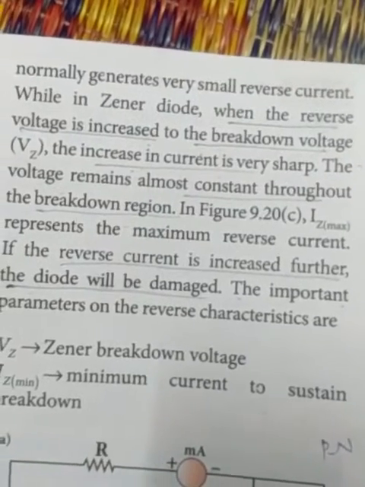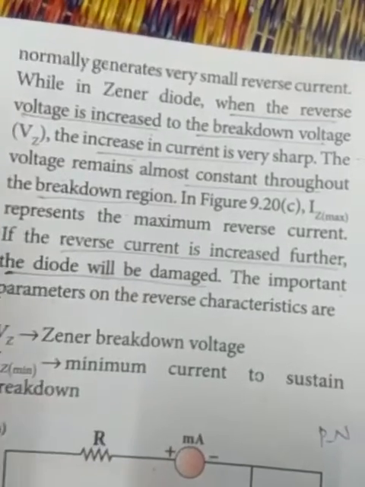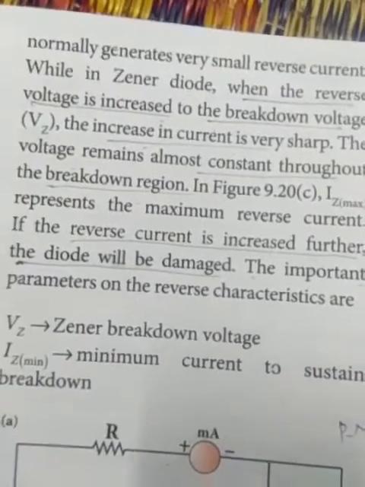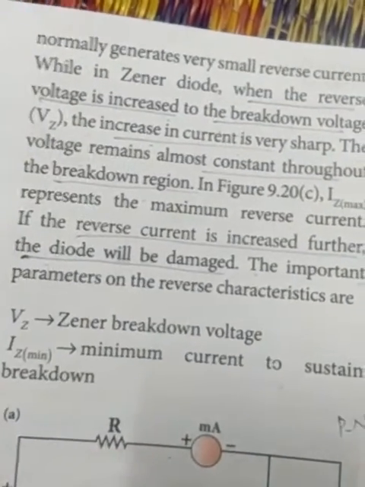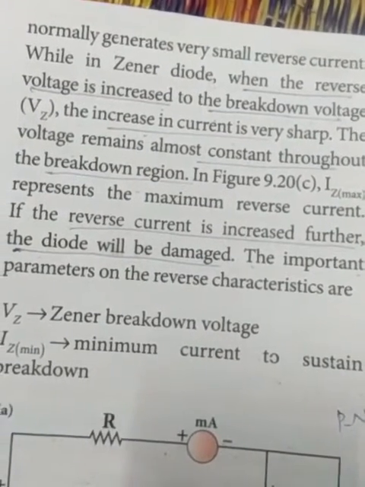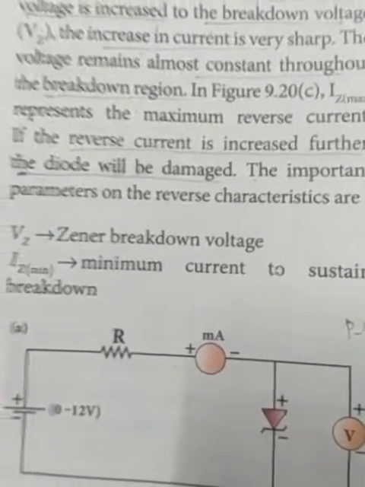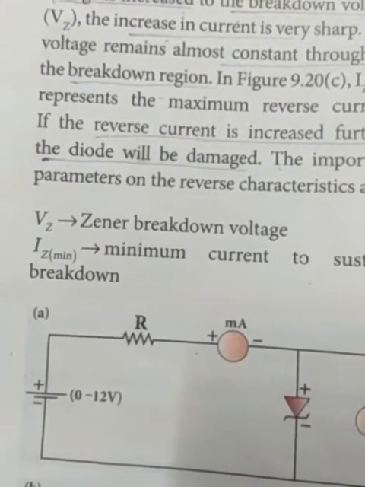The voltage remains almost constant throughout the breakdown region; only the current changes. Imax represents the maximum reverse current. If the reverse current is increased further, the diode will be damaged. The important parameter in the reverse characteristics is Vz, the Zener breakdown voltage.